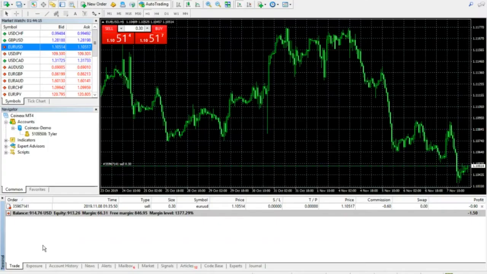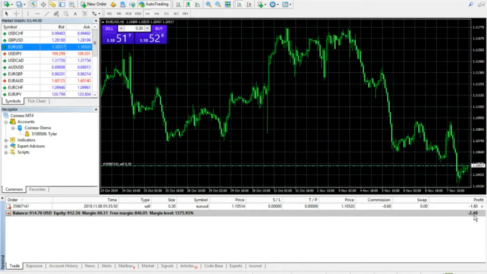In your MT4 platform, if you're on your trade tab down here, you'll be able to see all your open trades. You can see currently I have one open trade, and you can see right here the total floating loss. And this includes any commissions or any swap fees or anything like that. This is called unrealized profit loss, or also known as floating profit loss. And this is because the price is constantly changing when your trades are still open.